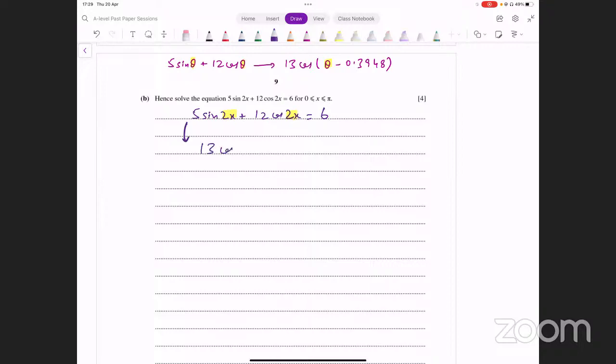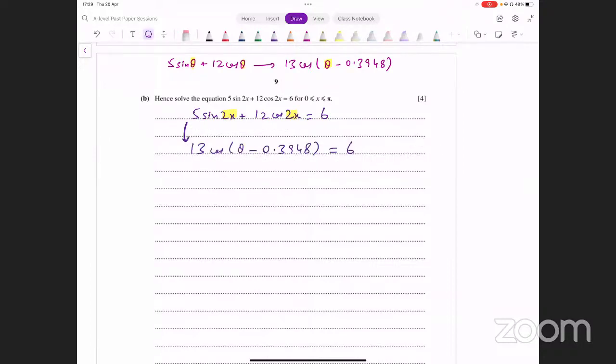We can write this equation as 13 cos of theta minus 0.3948. We can write the left side in this form. Now what do we have on the right side? On the right side we have 6, and now we can solve this equation. Okay, and now how do we solve this equation? One way to do this is using substitution. So that's what we can do.